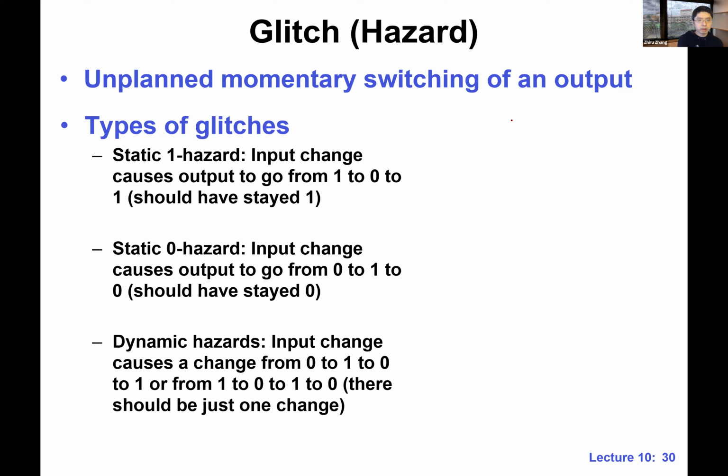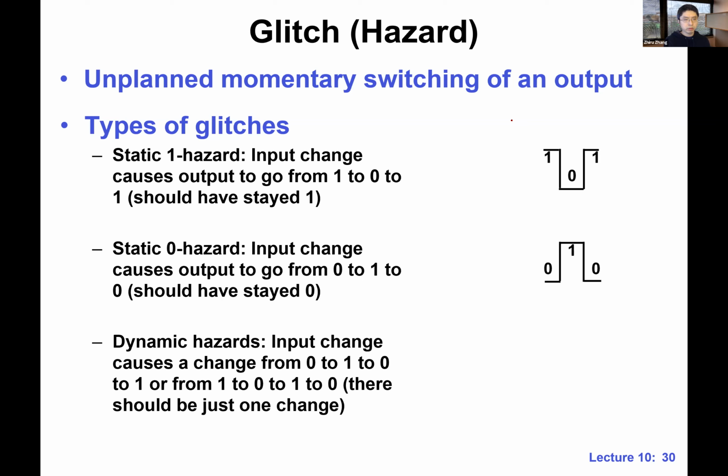But in fact, there is something called a glitch. We use "glitch" quite often in daily life as well, right? Which means something that's unexpected, something unplanned. So it turns out that the moment we consider these propagation delays, the moment we have this timing involved, we may see some of these unexpected changes in our circuits.